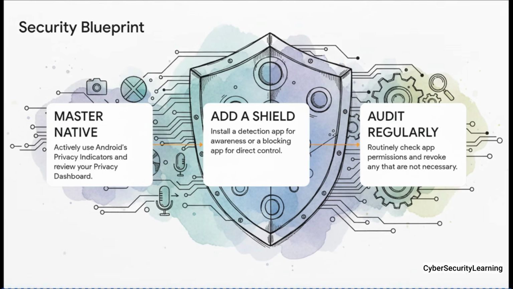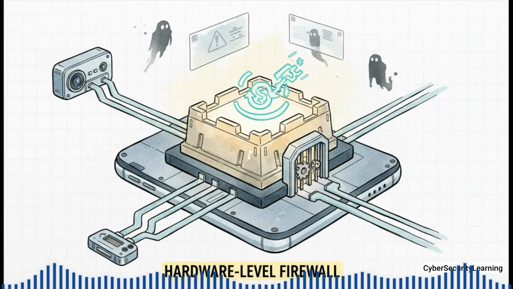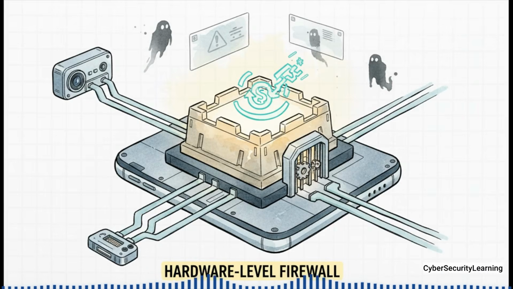Simple as that. You know, looking down the road, the ultimate solution here isn't going to be another app or another software setting. It's going to be built into the silicon itself. What we really need are hardware-level firewalls for our sensors, where any access has to be cryptographically proven and signed off on, not just approved with a tap on a pop-up. That is the real future of mobile security.